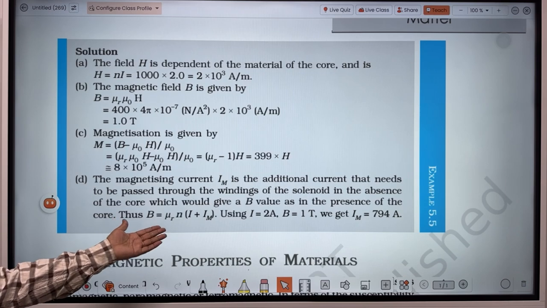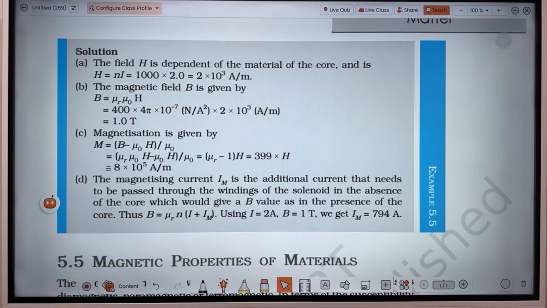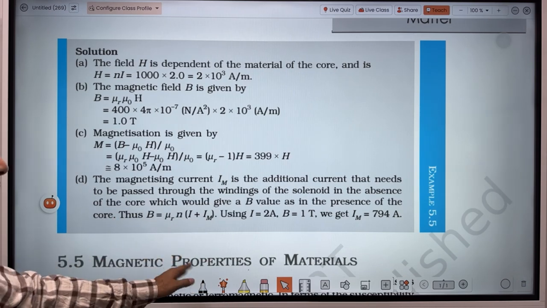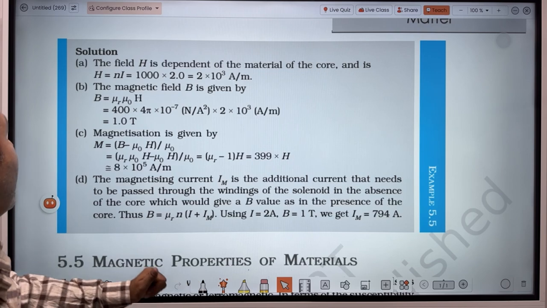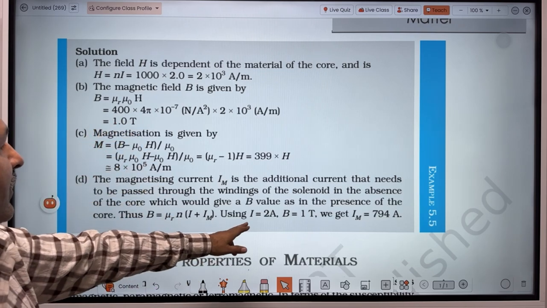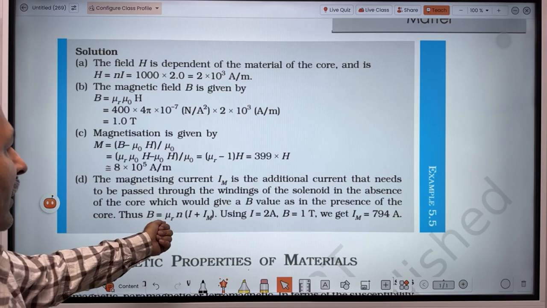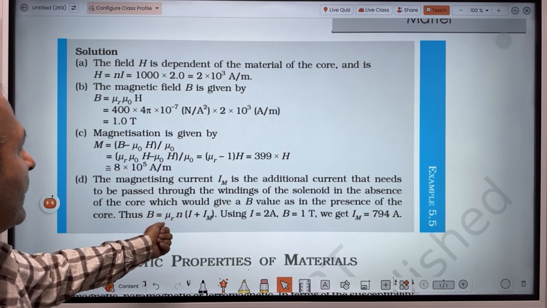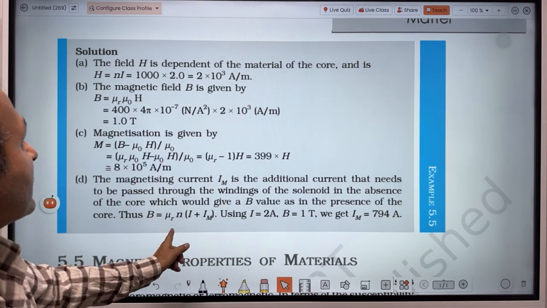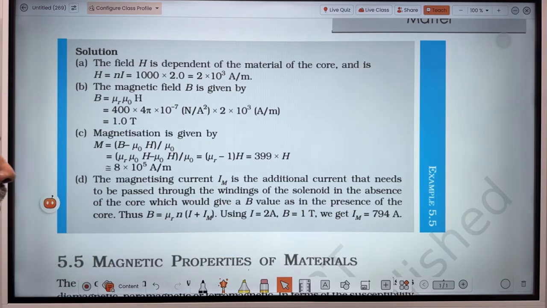So we can write B equal to mu r n times I plus Im, and we are given the values. B is 1 Tesla, which we have evaluated here, and current is given as 2 ampere. Relative permeability is given as 400, and the number of turns is given as 1000. So after putting those values, we get Im equal to 794 ampere. I think you have understood.